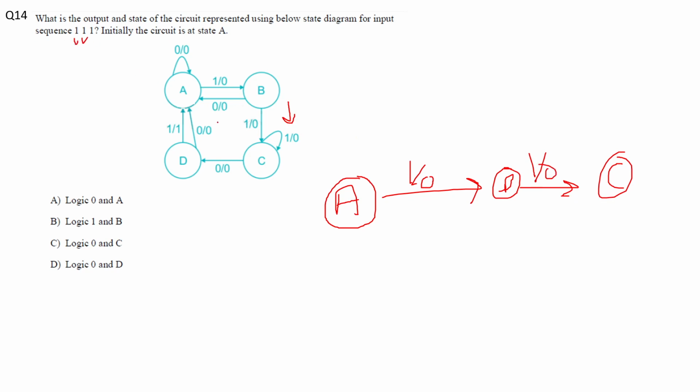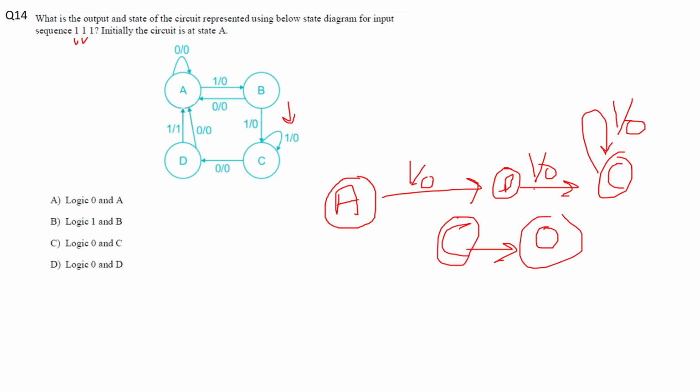Now the third one, at C, when I'm getting 1 as input, I am remaining at C only, and my output will be 0. So after the sequence of 111, when I started with A, I am ending up at C, and my output is 0 and my state is C. So option C is the correct answer to this question.